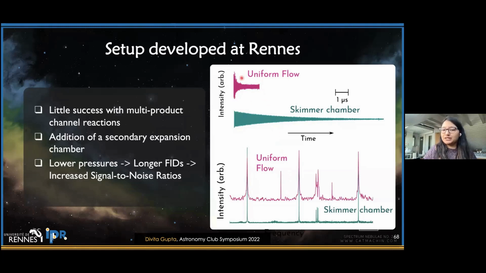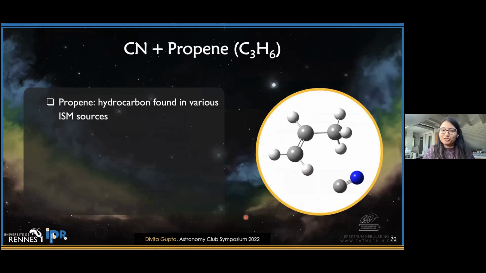So the pink, you see the normal Cresu flow, the lines were very broad because of pressure broadening and the signal was less, compared to the skimmer chamber, which is a skimmed secondary expansion chamber, where you have much narrower peaks and much higher signal. And this is quite important for bigger species because that's what we want to do. And then I'll talk about the propene system that I worked on.